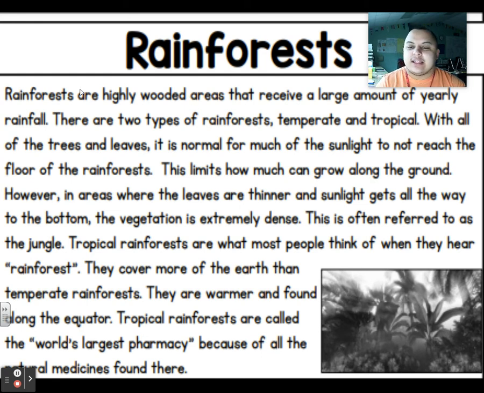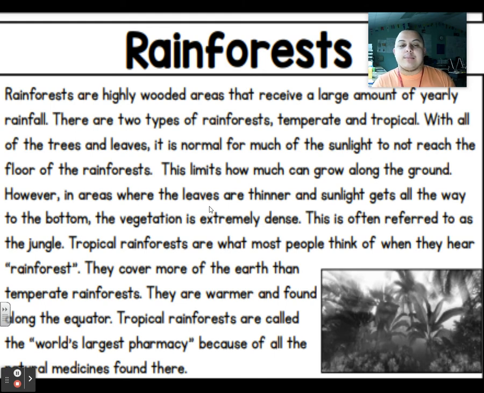Well, if I look at this and it says, however, in areas where the leaves are thinner and sunlight gets all the way to the bottom, the vegetation is extremely dense. So that word dense means it's very thick. So at the bottom of these spots in the rainforest where the sunlight does reach the ground, those plants are going to be very thick. There's a lot of vegetation there. This is often referred to as the jungle.